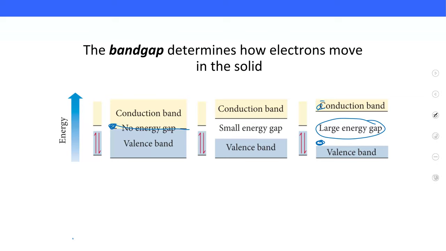And that's basically what lightning is. Air is a pretty good insulator, but it's not a perfect insulator because there's no such thing as a perfect insulator. If you apply enough voltage, if you have a big enough potential energy difference between one cloud and another cloud, it'll force electrons into the conduction band of the air. And then that moves the charge from one place to another place.